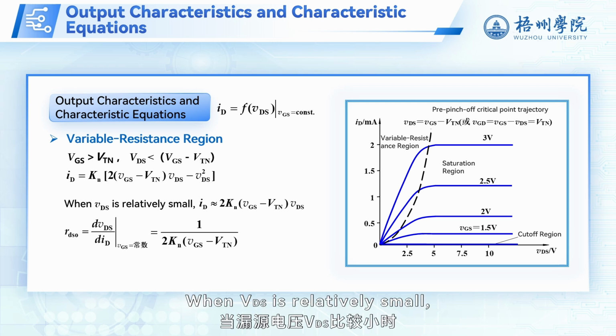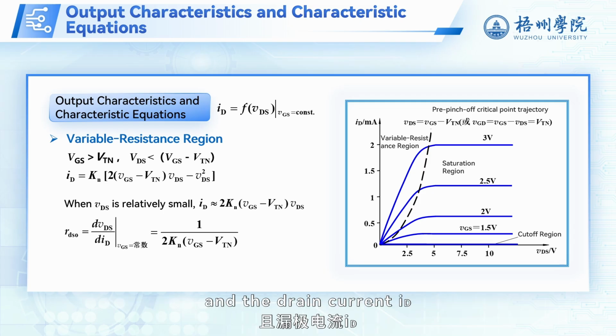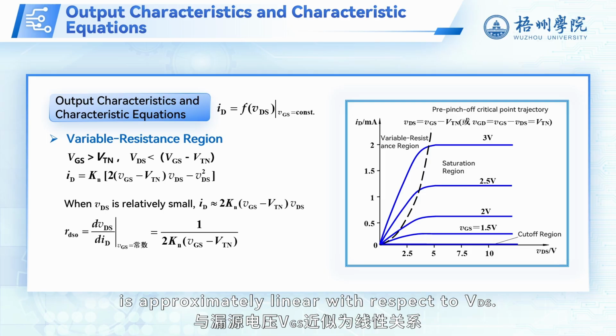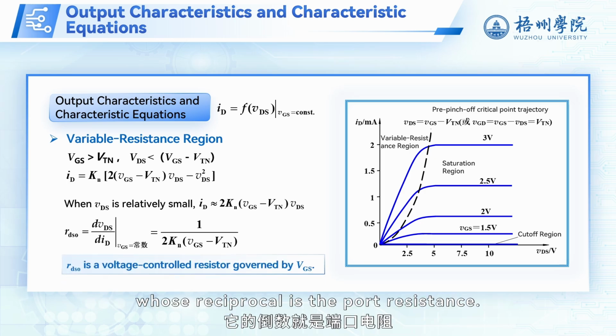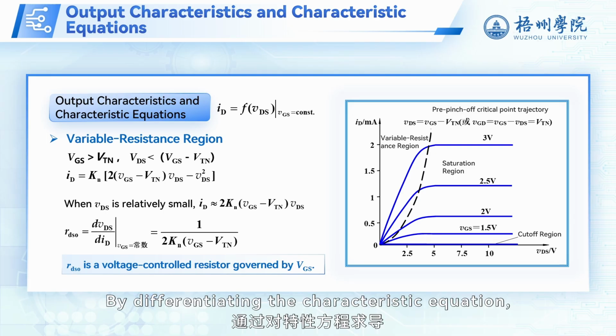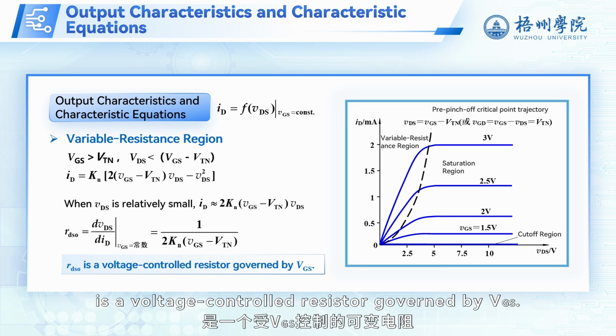When V_DS is relatively small, the V_DS squared term in that equation can be ignored, and the drain current I_D is approximately linear with respect to V_DS. The slope of the characteristic curve in this region is the output conductance, whose reciprocal is the port resistance. By differentiating the characteristic equation, one obtains the small signal port equivalent resistance R_DSO, which shows that R_DSO is a voltage-controlled resistor governed by V_GS.